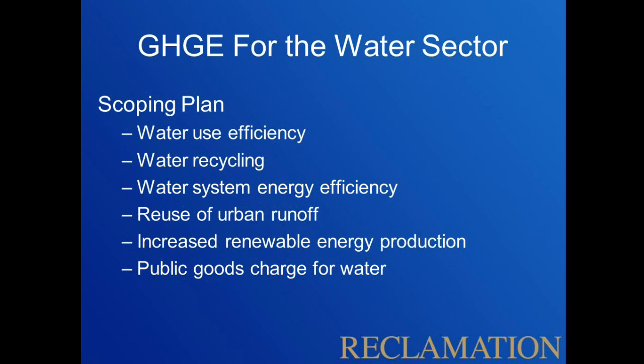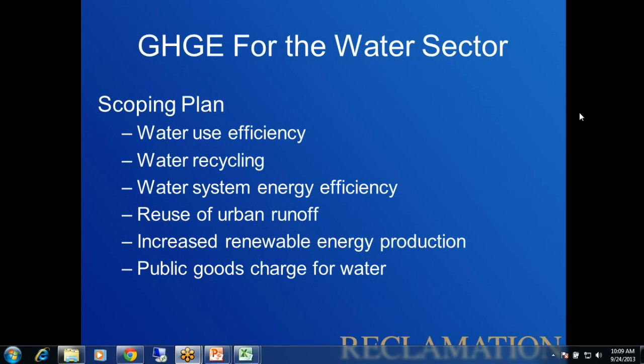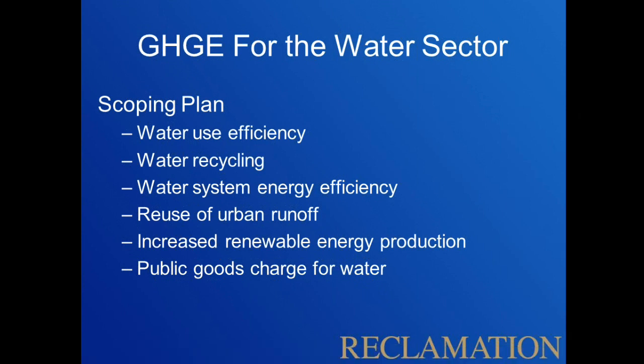And those are listed here: water use efficiency, water recycling, water system energy efficiency, reuse of urban runoff, increased renewable energy production, and a public goods charge. Now, the scoping plan did say that the water sector should make their strongest effort and show that they made a good faith effort to reduce their greenhouse gas emissions and to actually show what it would take to reduce them to the AB 32 targets. However, they're not going to be held to that standard as opposed to the energy sector, which is going to be held to that standard.